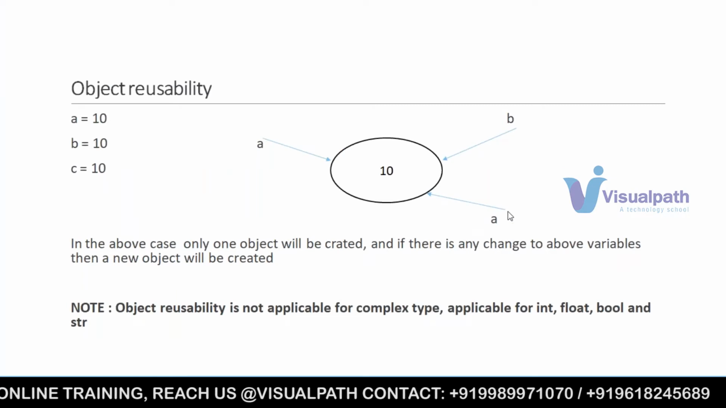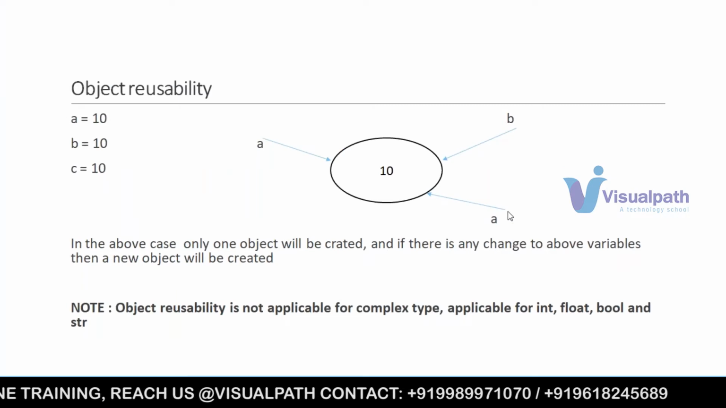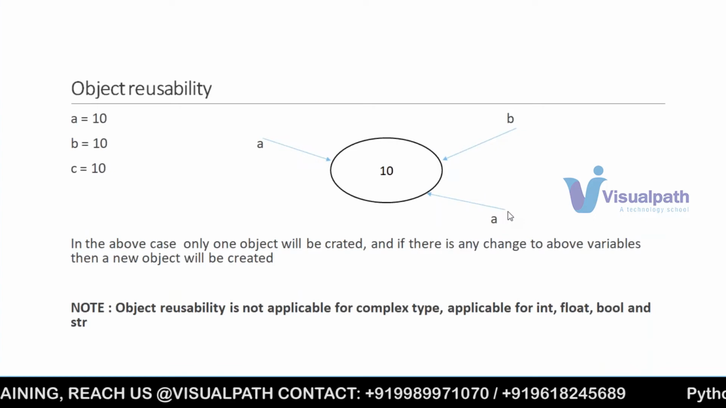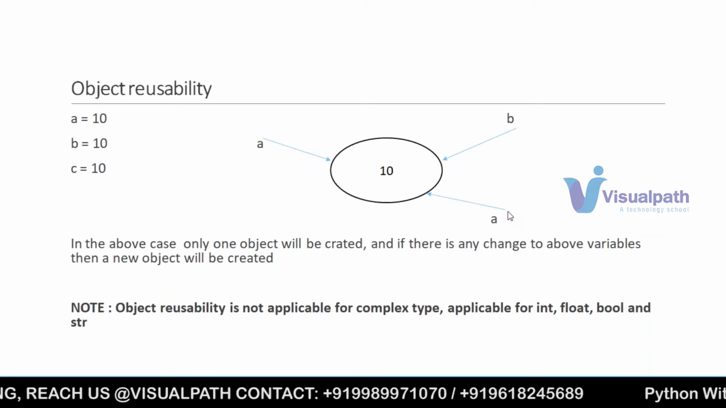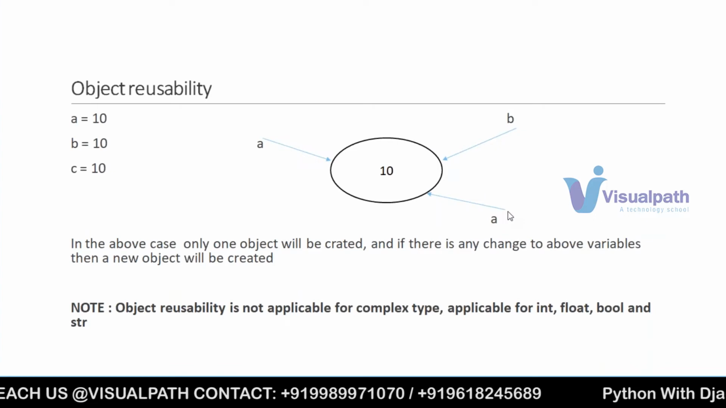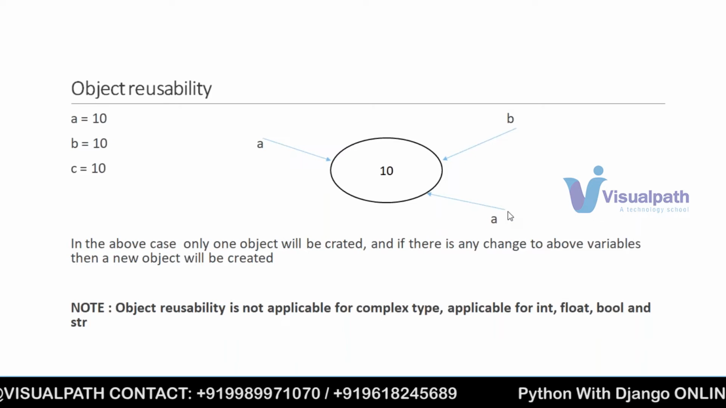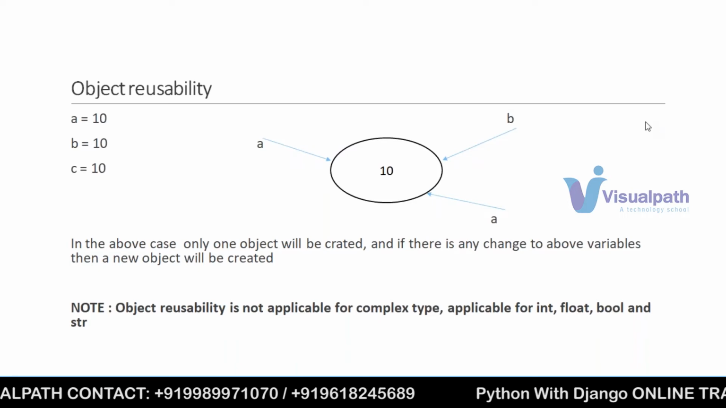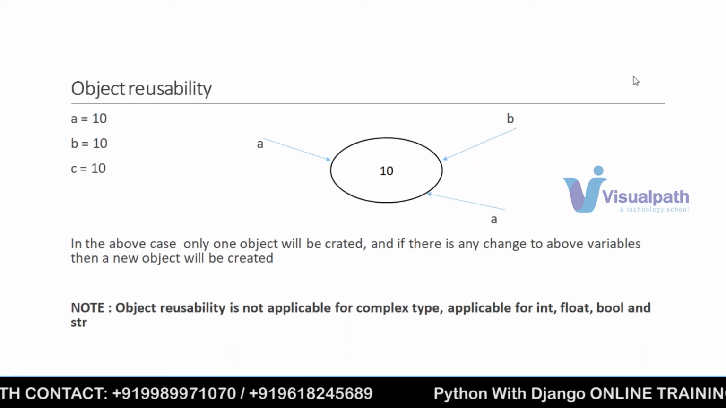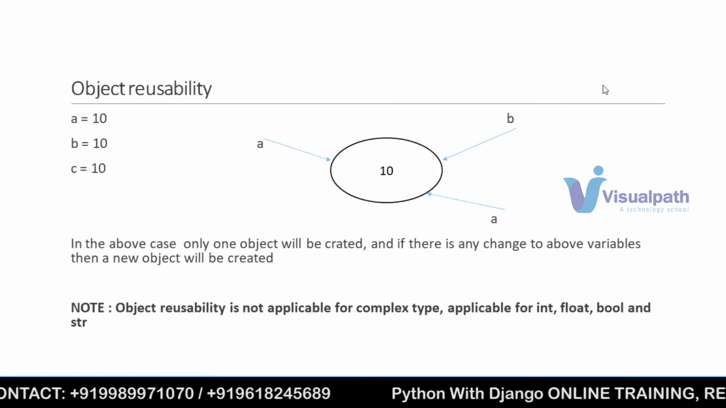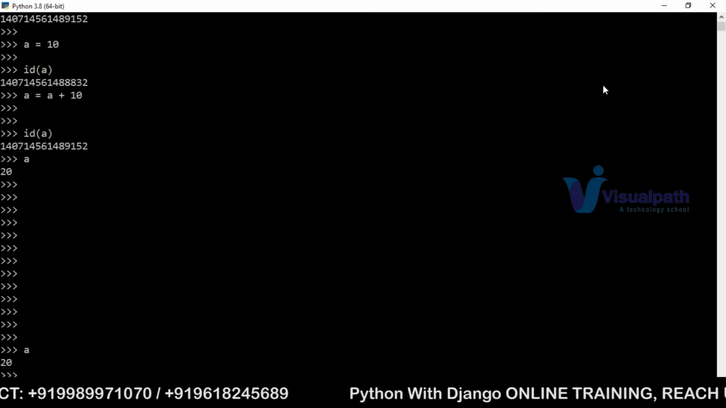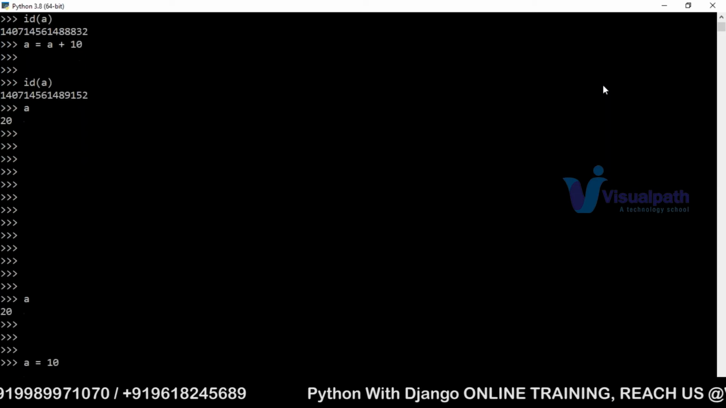Next, if you are clear about immutability, then there is something called object reusability. For all those immutable objects, there is something called object reusability. What does it mean? Here I have A, I'm creating some object called A.